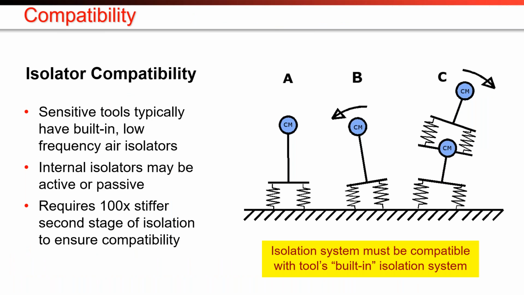So this is just a little bit of a visual to drive this point home about compatibility between isolators. A is the vibration isolation system that's built into the tool, and the cartoon on the right is basically the top of it is the tool's vibration isolation system, and the bottom is the plinth's vibration isolation system. So you can just kind of intuitively see that if you have two soft sets of springs, they're not going to behave very well.